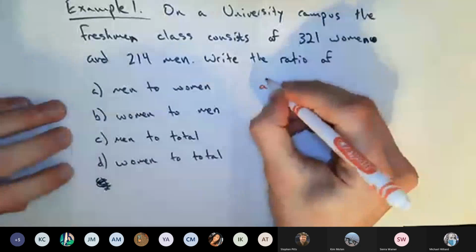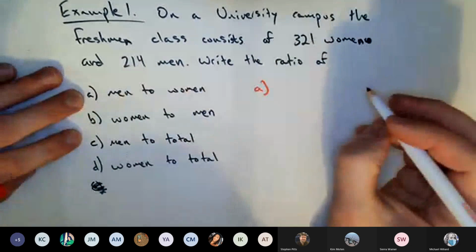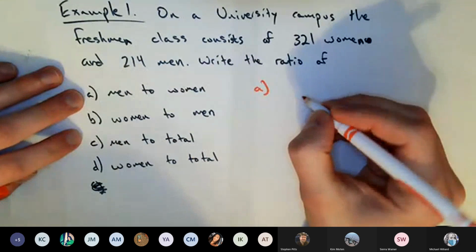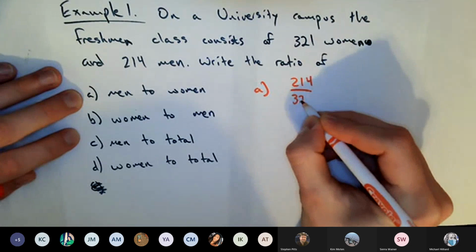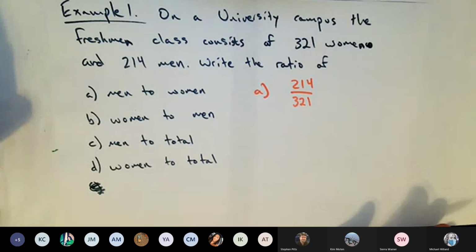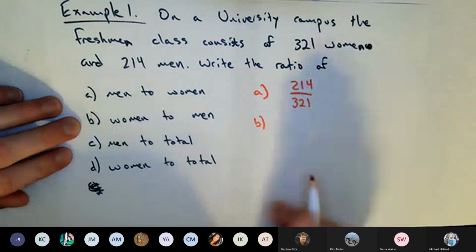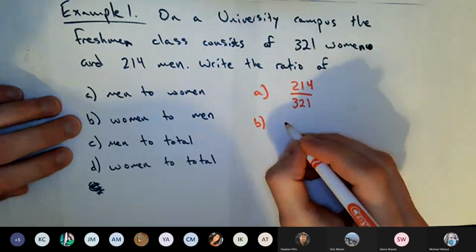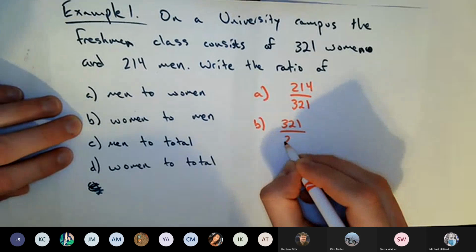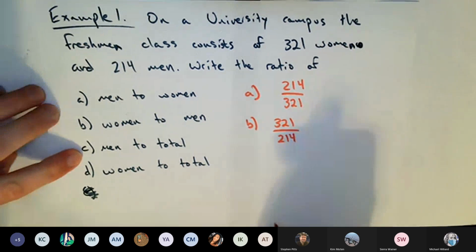Let's do part A, men to women. The only thing to be careful of here is that we write it in the right order. We'll say 214 to 321. There it is. All right. Part B says women to men, so we'll flip it upside down. 321 over 214. So just copying down the numbers in the order coming from the way it's stated over here.